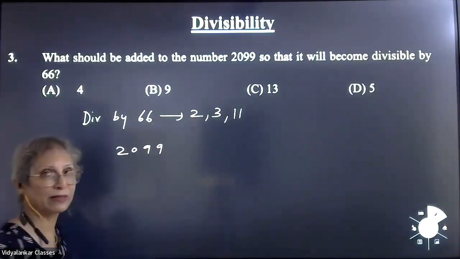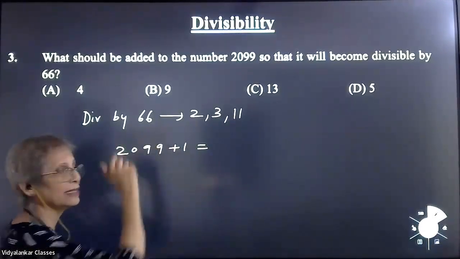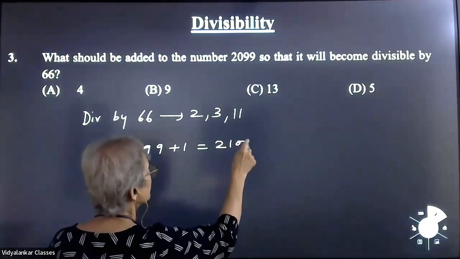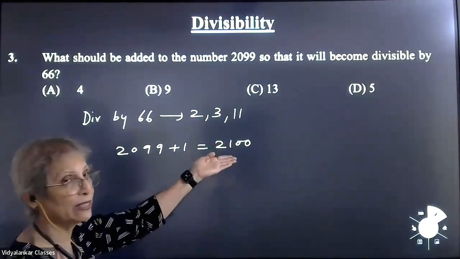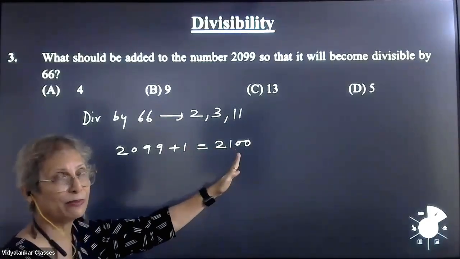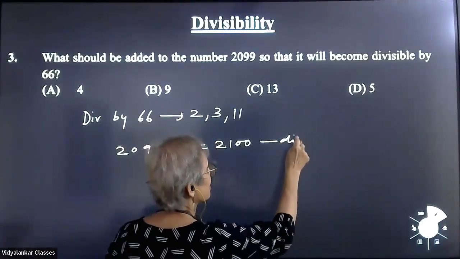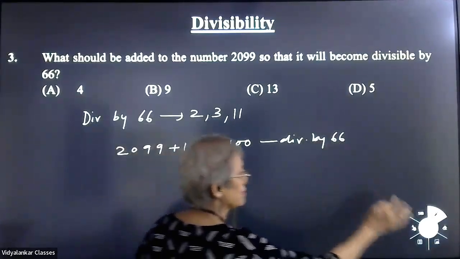Okay. So for divisibility by 2, the number is 2099. It is an odd number. So first of all, 1 must be added to it so that it will be even and then divisible by 2. And therefore, this number will be 2100. Then the divisibility test, it is very obvious. 3 sevens are 21 and therefore this is divisible by 2 and 3. So it is divisible by 6.